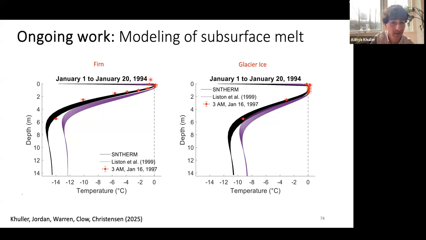And then the purple lines are Liston's 99 model of the temperatures from January 1st to January 20th, 1994. Unfortunately, to drive the model, you need meteorology data, like wind speed, things like that, which they did not measure at this place. So they had to use measurements from a different year from a nearby station. And that's the purple lines. And then we redid what they did in 99 with our model and got the black line.